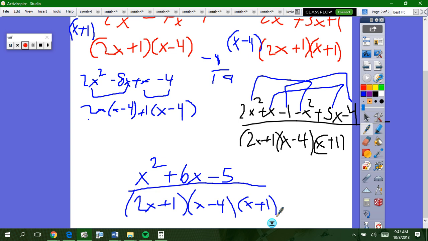Can that top factor? Factors of negative 5 that give me 6, tell me. 1 and 5 get me to be negative 4, right? Or 4, correct? Because I need to subtract them. Okay. So that doesn't work.